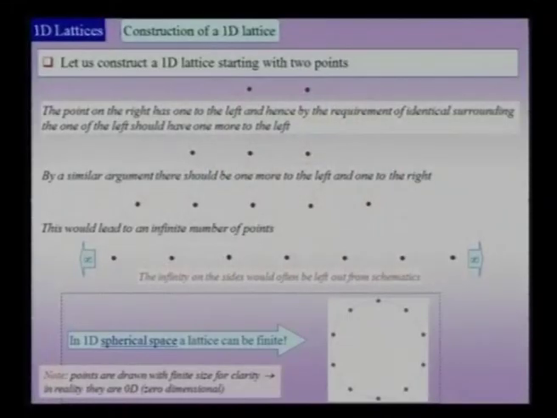We had also constructed a 1D lattice, which is perhaps the simplest lattice, and we saw that it is infinite in 1 dimension. We had seen how we can construct a 1D lattice starting with 2 points, wherein we impose the condition that every point has to have identical surroundings. So the criterion that every point has to have identical surroundings automatically leads us to an infinite lattice in 1 dimension.